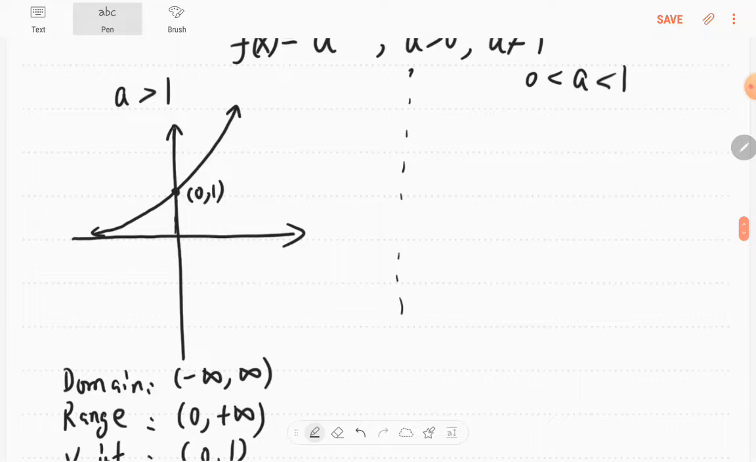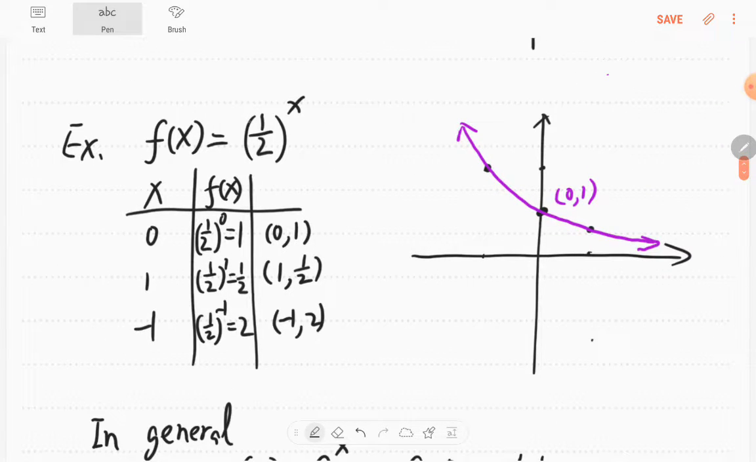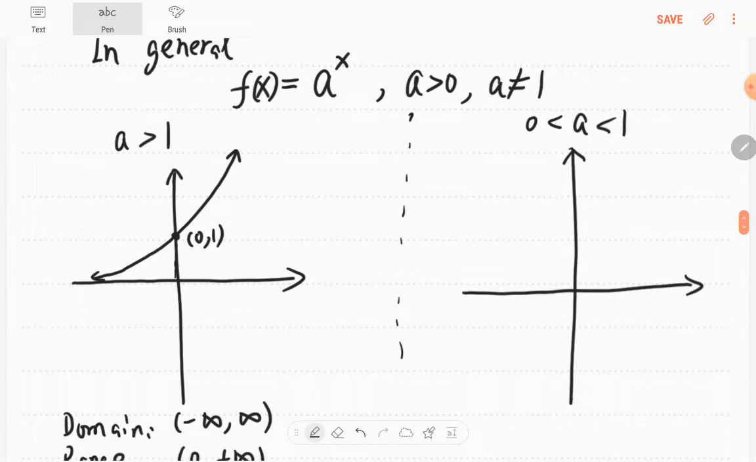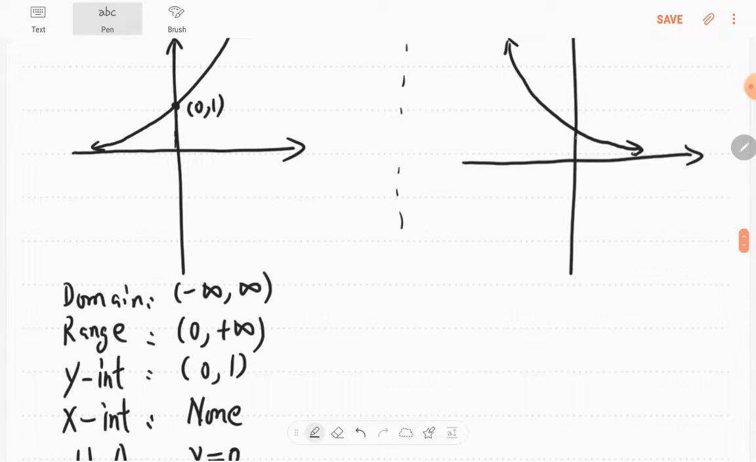Okay, so this is this case for a less than 1, where we have 1 half, which is less than 1 and greater than 0. So it should be this curve. It would be this one. And this point is still the (0, 1) point, right?